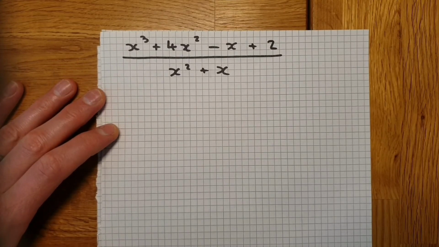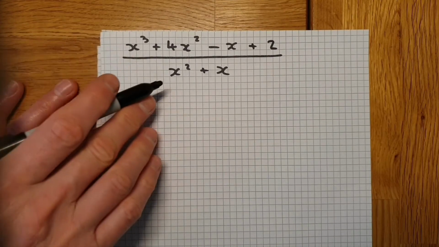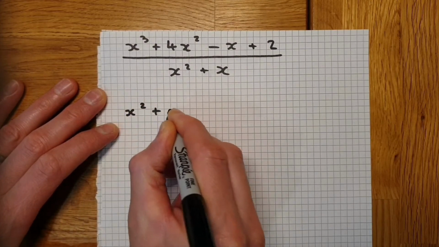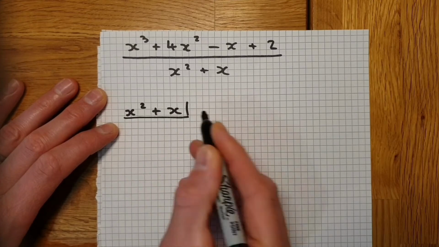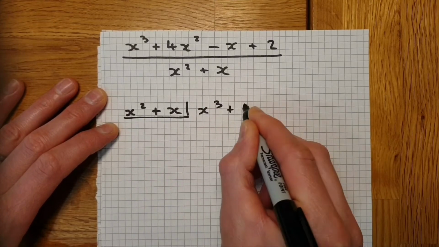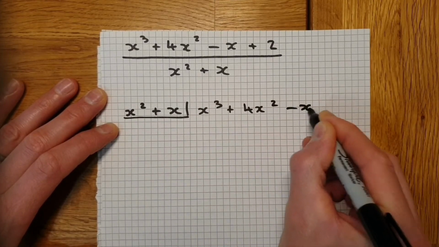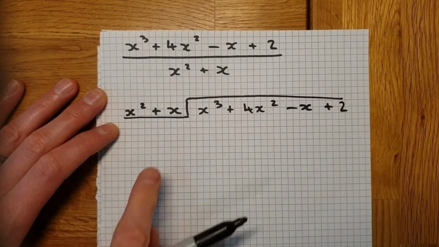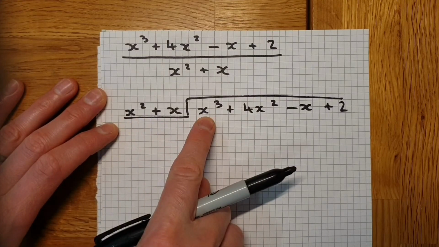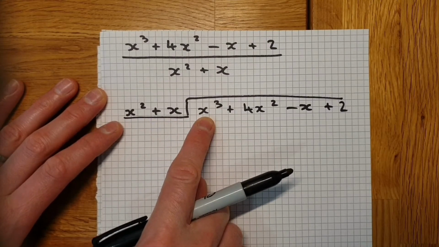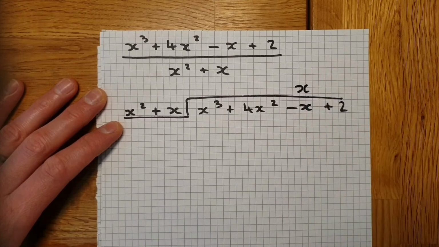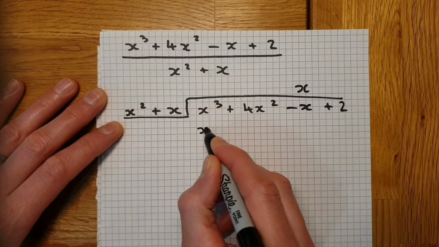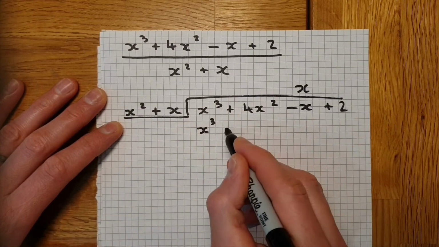Now the second example, same idea, it's just there's a few more steps to do because we've got a power of 3 here and power 2 at the bottom here. So we're going to divide by x squared plus x. So then you think to yourself, what would you times x squared by to make x cubed? Well, you'd be timesing just by x. So we're going to put it above the x's. We're then going to times all this by x. So x squared times x, x cubed, x times x, x squared.